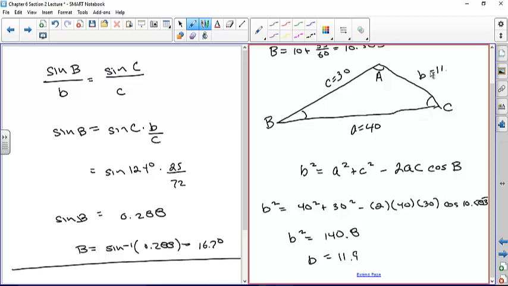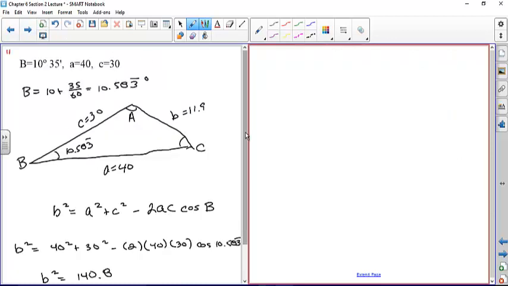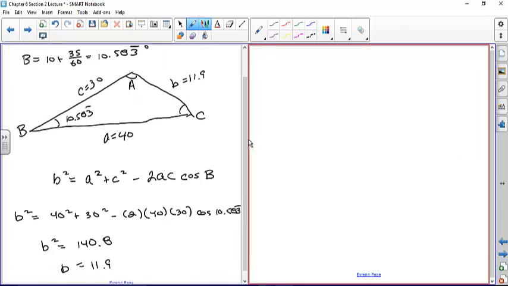So this is 11.9, which makes sense because this angle here, 10.583, is small. So you'd expect this side to be the shortest. I'd say there's a good chance that A is greater than 90 degrees. So that leads us to the question: should I use the law of sines or the law of cosines? Well, you can see that I now have all three sides, so the easiest thing to do here would be to use the law of cosines to solve for angle A.